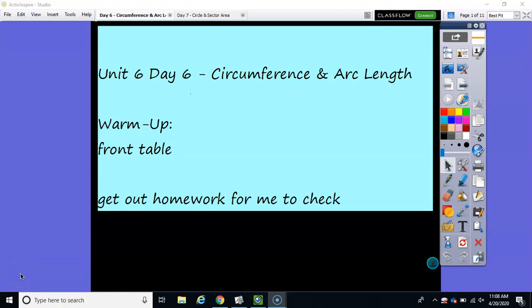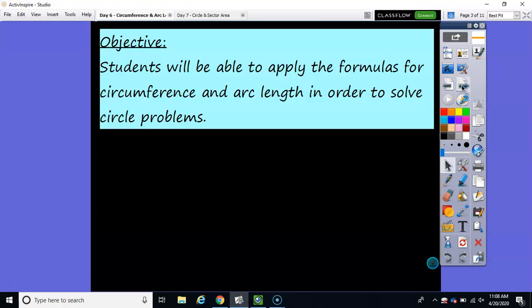Hey everybody, we are now entering week 6 into our quarantine. This week we are going to cover 2 lessons, and they all have to do with circles. One of those lessons will be finding the circumference and arc length. So our objective for that one is that you'll be able to apply formulas for circumference and arc length in order to solve circle problems.